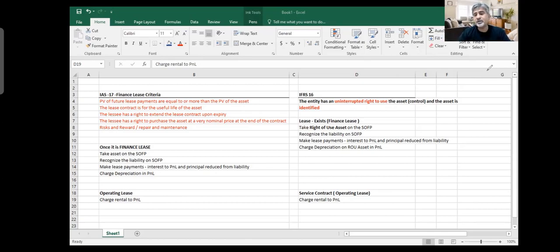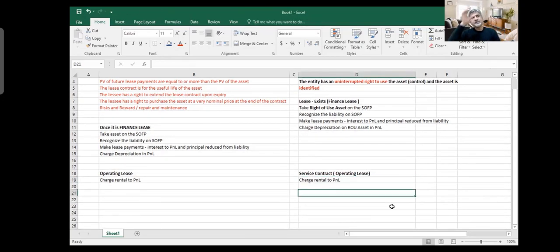If these two conditions are missing, you call it a service contract and you charge the rental to the P&L. There are two exceptions, because I'm sure some of you might be thinking that life is going to become very tough after IFRS 16, because I had a lot of contracts which previously I considered as rental contracts. I never took them onto the balance sheet. So after IFRS 16, I need to take everything to the statement of financial position. That's going to be pretty tough. So IFRS gives you two exceptions.